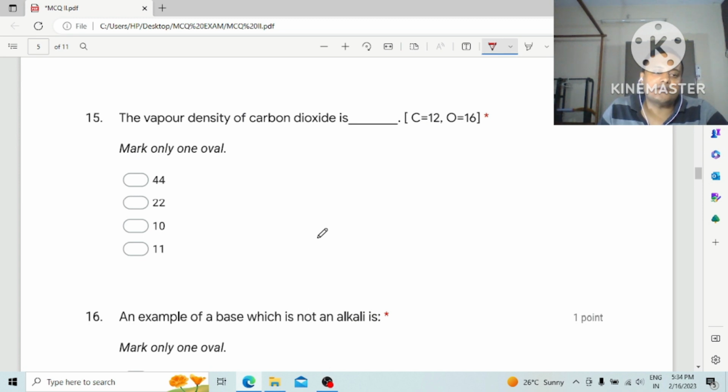Vapor density of carbon dioxide. Molecular weight equals 2 into vapor density. The molecular weight of carbon dioxide is 44, so the vapor density is 22. Now try to remember the molecular weights of common compounds: calcium carbonate 100, nitric acid 63, sulfuric acid 98, HCl 36.5, NaOH 40, water 18.